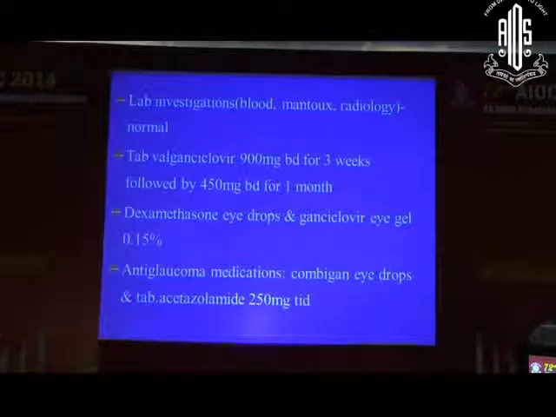And if you see that central KP, okay, this is a central KP, and if you see very carefully, there's a kind of halo around that KP. And this is very interesting, and all her investigations were negative. At that point of time, we decided to give her a course of ganciclovir, and we started her on ganciclovir, both oral and the gel, and she was also on anti-glaucoma medications. She did very well, her pressures were under control, and this was a patient with CMV anterior uveitis.